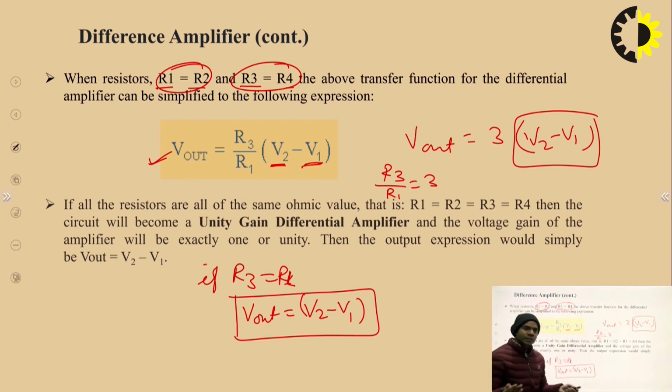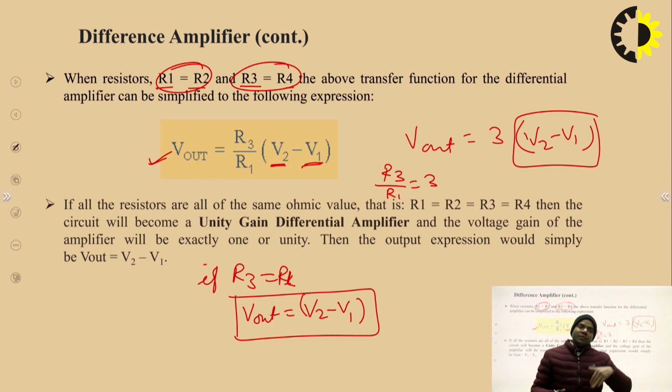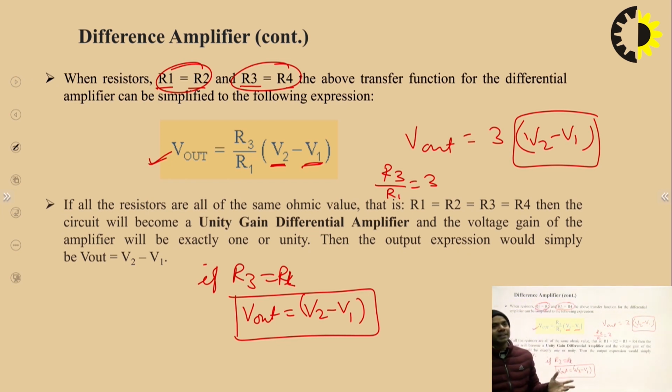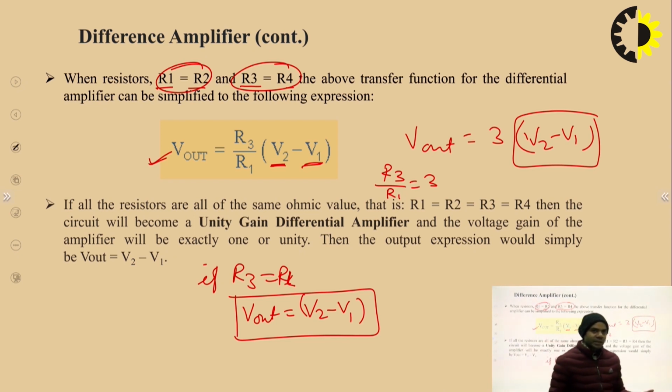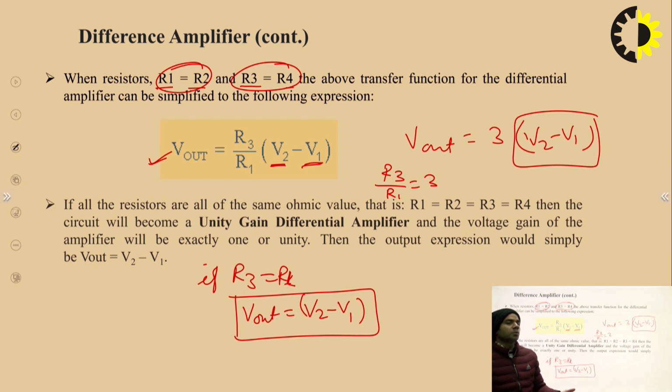And all of us know that if you apply input at the inverting terminal, at the output we will get a phase shift of 180 degree. That means you will get negative output. And if you apply input at the non-inverting terminal, that means positive terminal, then output will be in the same phase as that input. That means if input is positive, then output will also remain positive if you are applying input at the non-inverting terminal. So see here, according to our concept, V1 should be applied at the inverting terminal.